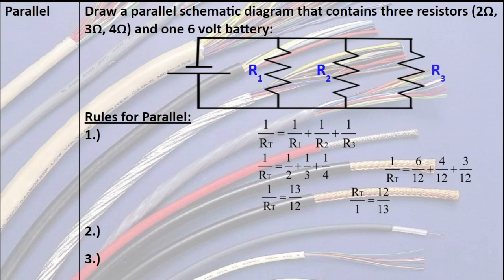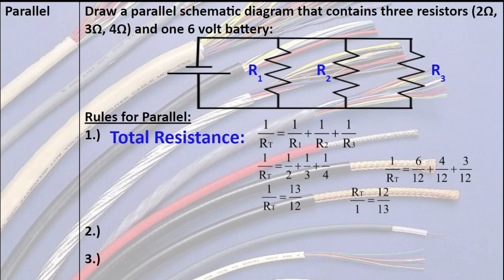Now let's take a look at a parallel circuit. And below, we have a parallel circuit with the following resistors. R1 is 2 ohms, R2 is 3 ohms, and R3 is 4 ohms. And now we have a battery that is only 6 volts. So the first rule for parallel is that the total resistance can be found by using this equation. 1 over RT, RT stands for total resistance, is equal to 1 over R1 plus 1 over R2 plus 1 over R3 plus 1 over R, etc.